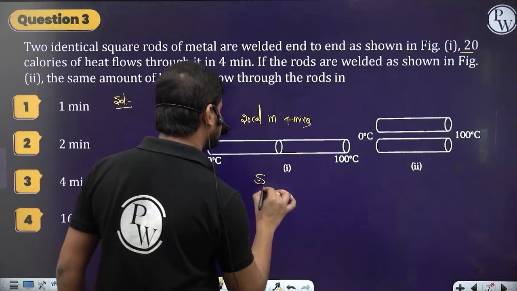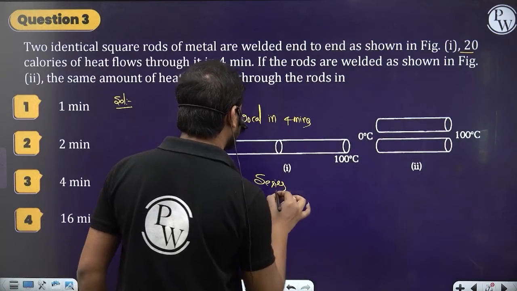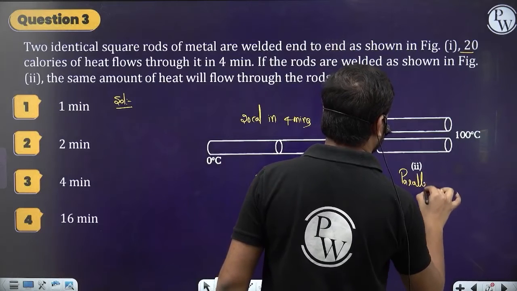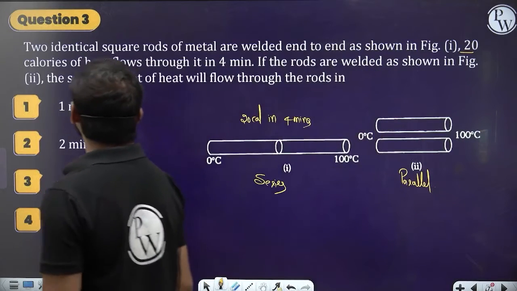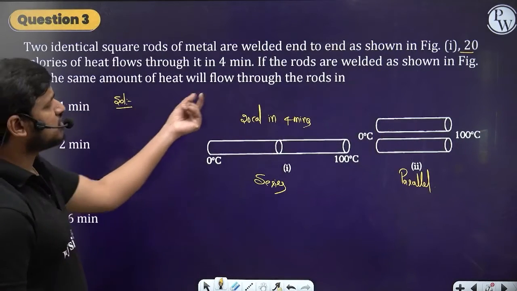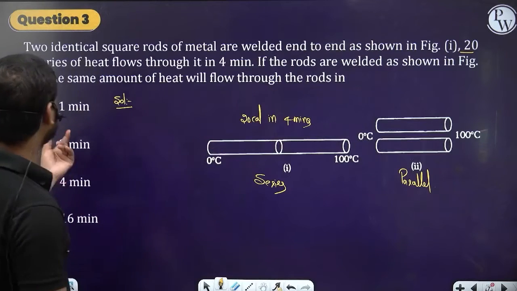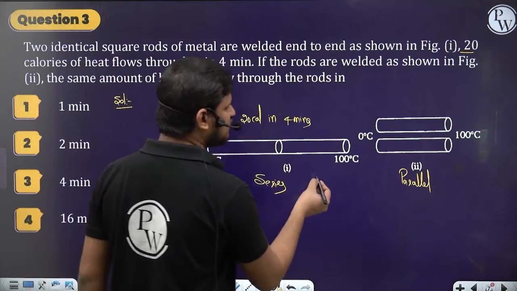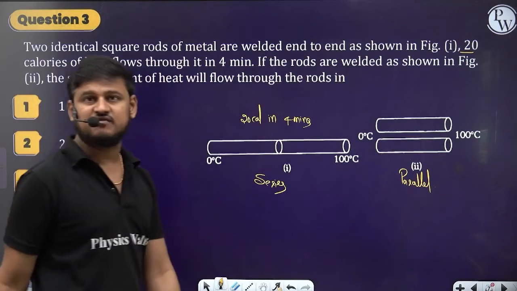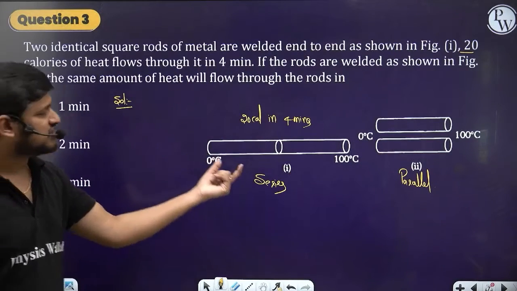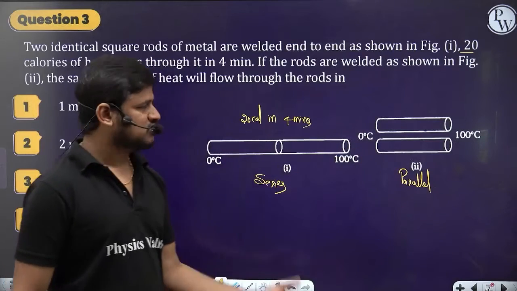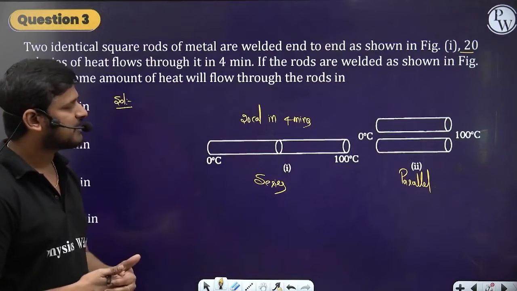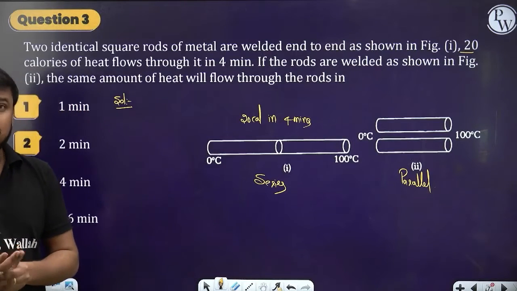So the first one is the series combination and here it is the parallel combination, right? Then the same amount of heat flows through the rods in how much time? Whatever the heat current that flows here, the same amount of heat current flows through the second one. So in how much time does it take in the second case? Simple question, hope you guys can try it. Just try it on your own.